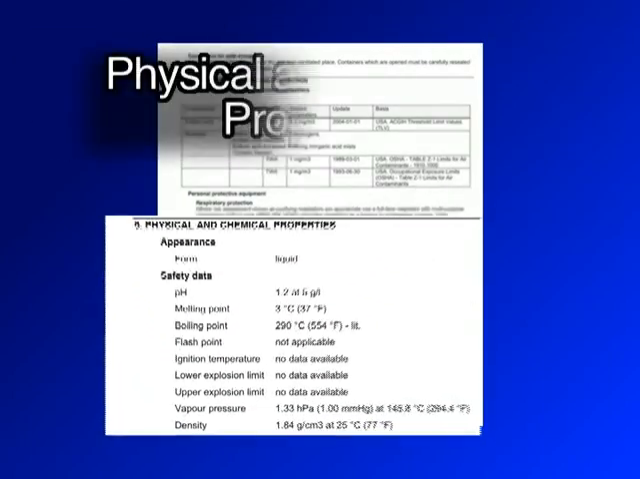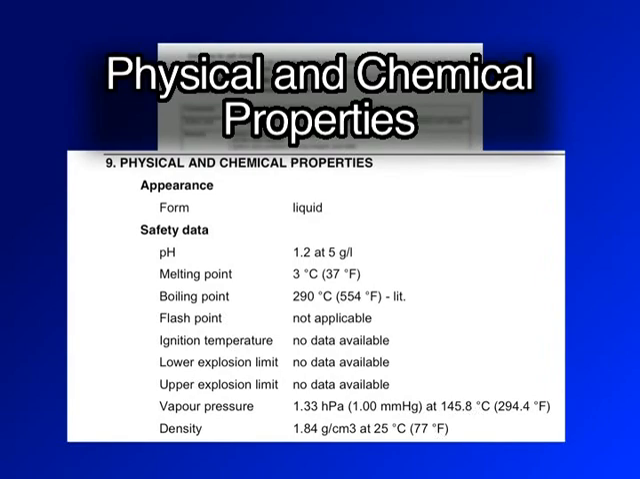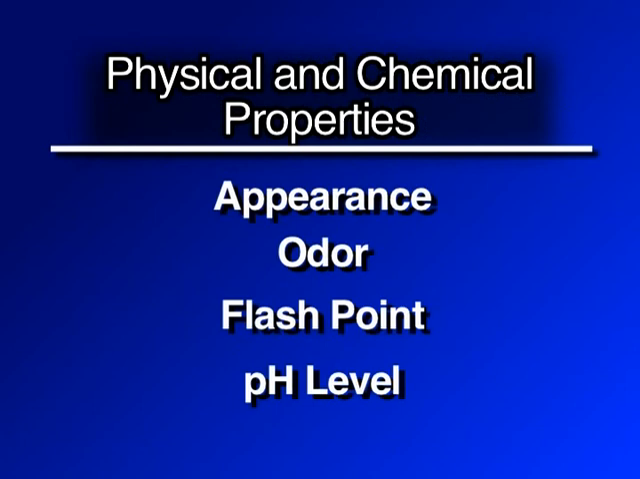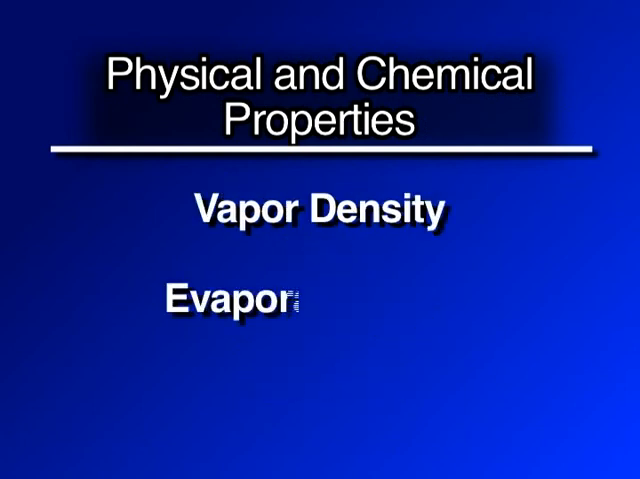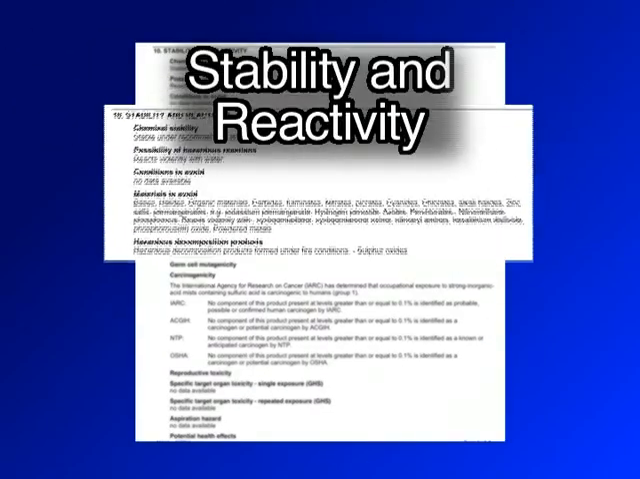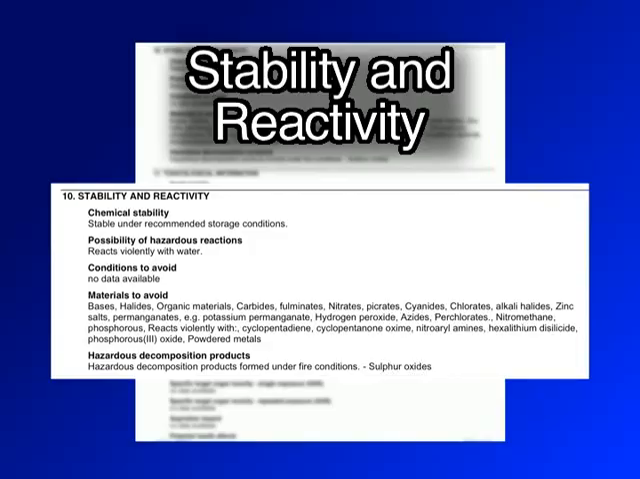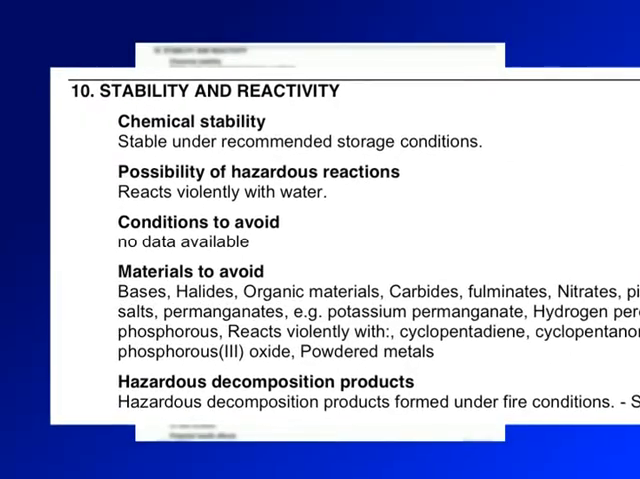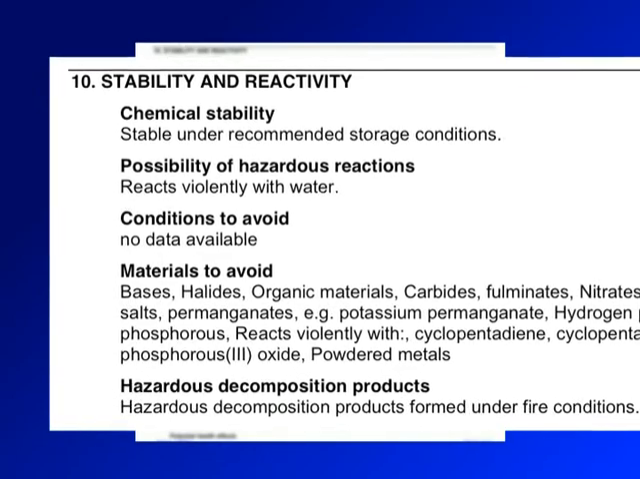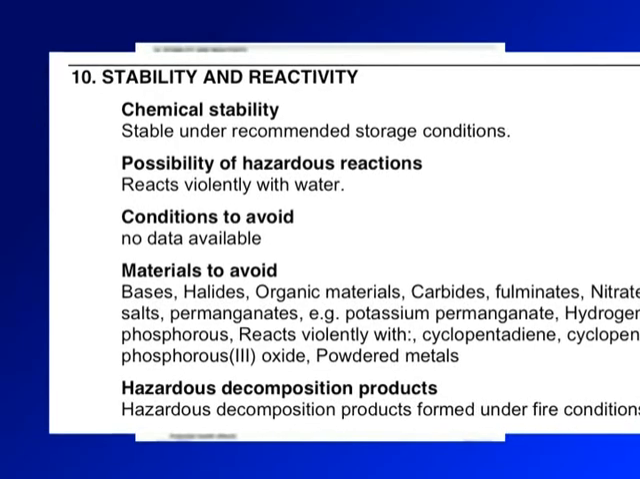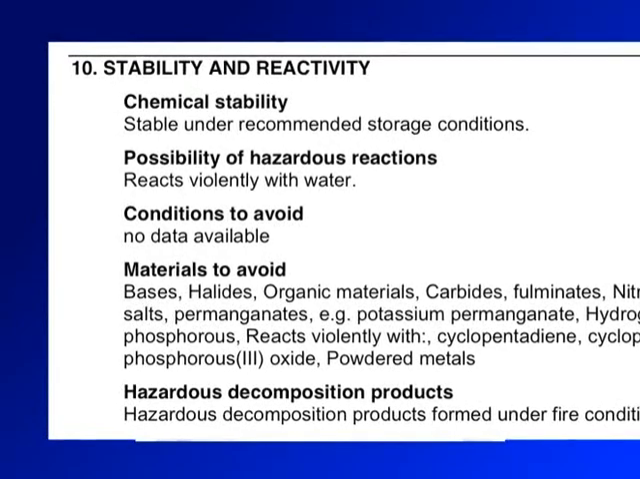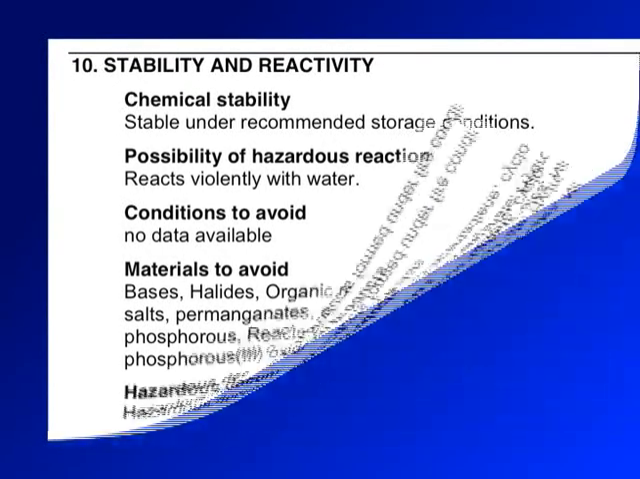Section 9. Physical and chemical properties. Lists the chemical's different characteristics, such as appearance, odor, flash point, pH level, vapor density, evaporation rate, and viscosity. Section 10. Stability and reactivity. State the following. Reactivity. Chemical stability. Possibility of hazardous reactions. Conditions to avoid, such as static discharge, shock, or vibration. Incompatible materials, and hazardous decomposition products.